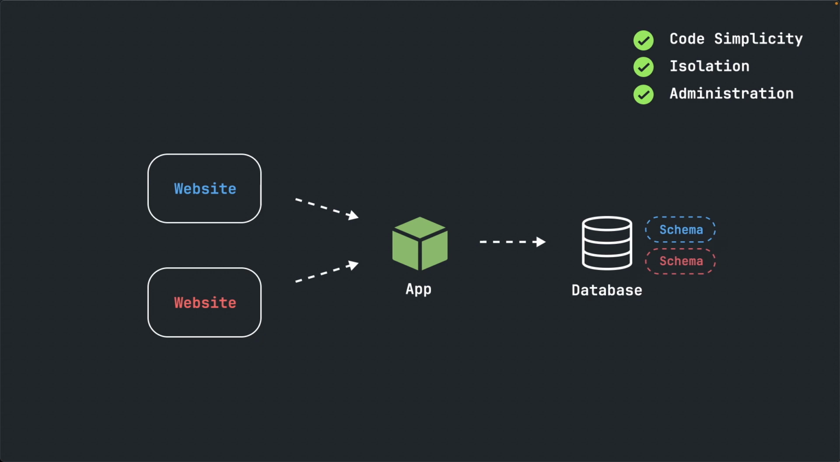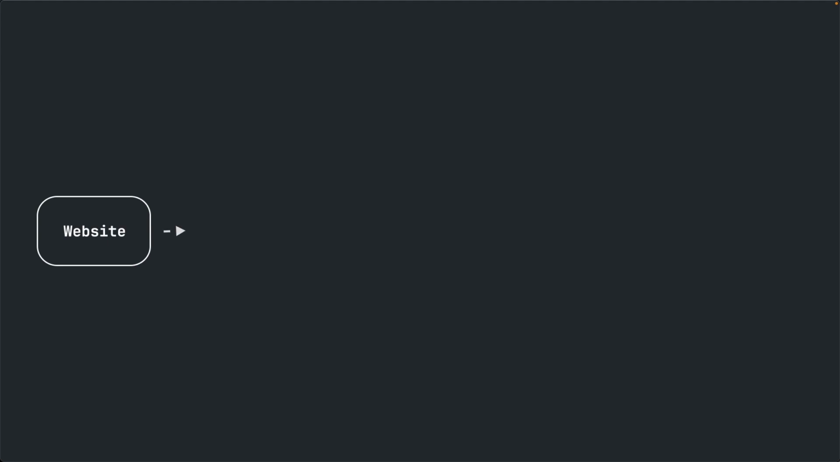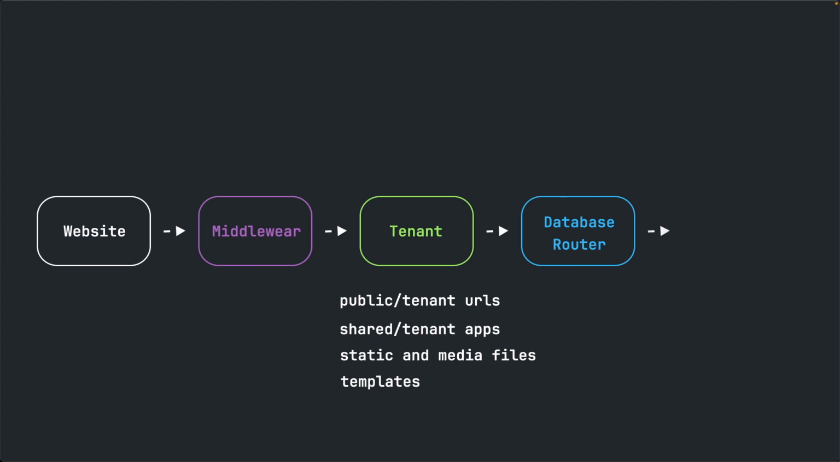Now let's have a look at the data flow in a Tenants app. When a request comes in, it first goes through the tenant middleware. This middleware identifies the tenant based on the domain name or subdomain. The tenant can have custom logic, including different URLs, depending on whether it's a public or tenant-specific app. Shared apps and Tenants app can have different tables in the database, separate static files, media files, and templates. After the tenant is identified, the database router dynamically selects the correct schema in the Postgres database to fetch the right data for that tenant.